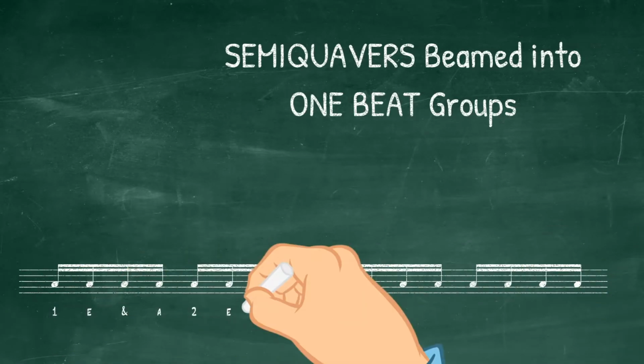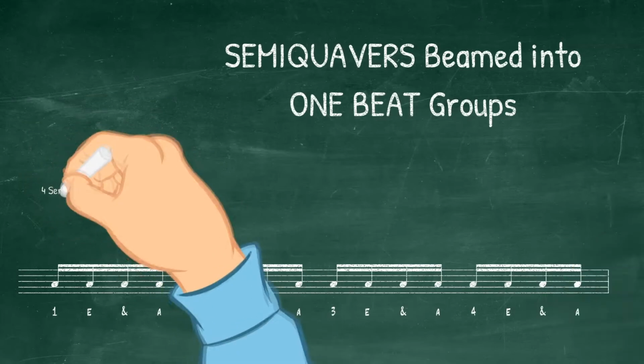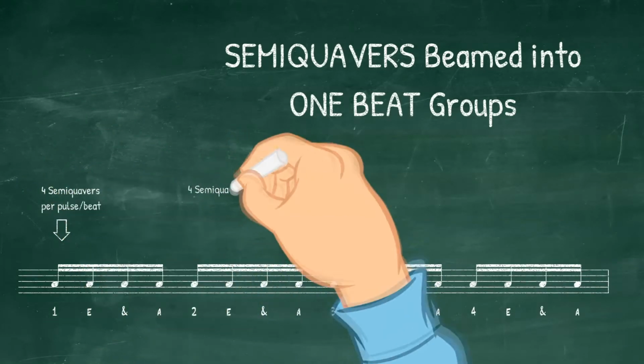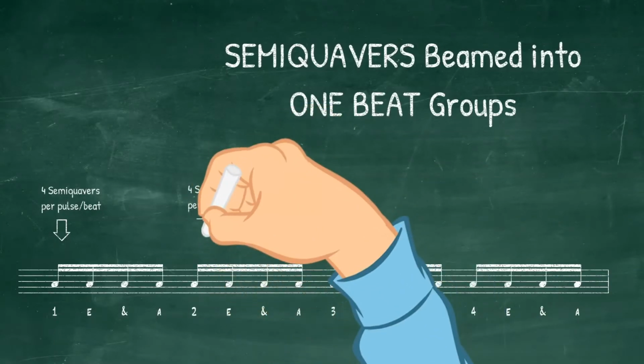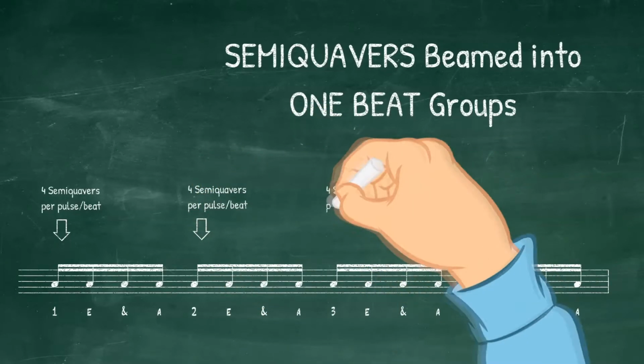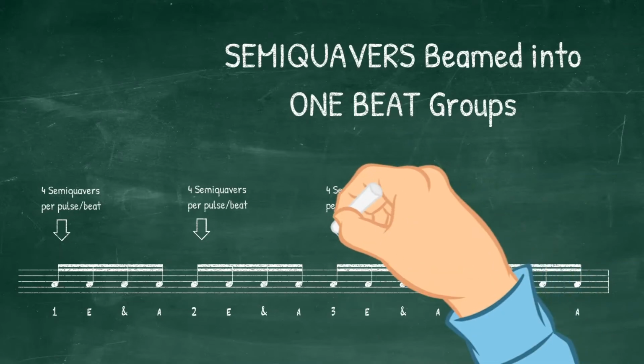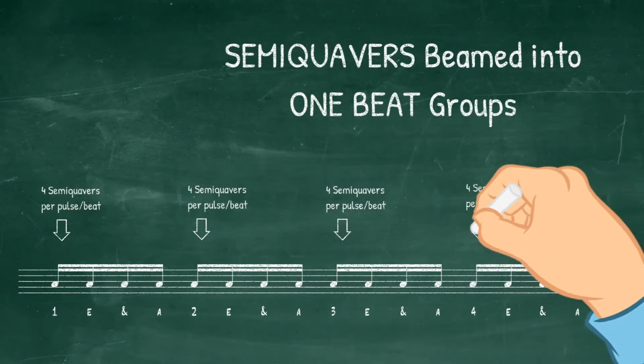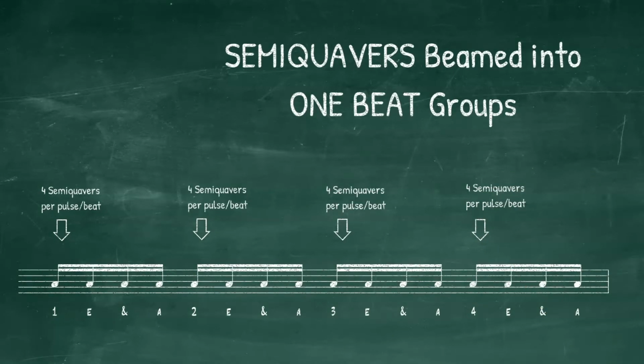So, for our semiquavers or 16th notes, we have 4 of them per pulse or beat. We count them as 1 E and A, 2 E and A, 3 E and A, etc. It can be a little bit of a tongue twister, especially at a fast speed. Let's count them against a pulse.